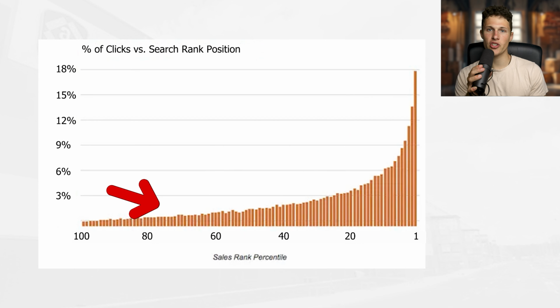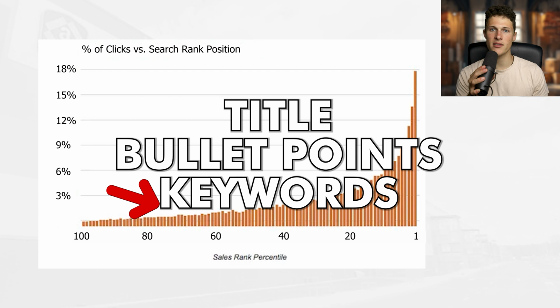Amazon determines whether your product should appear in the search results based on a number of factors like your product listing's title, bullet points, and keywords. That's how Amazon will know if your product is relevant to what people are searching for.